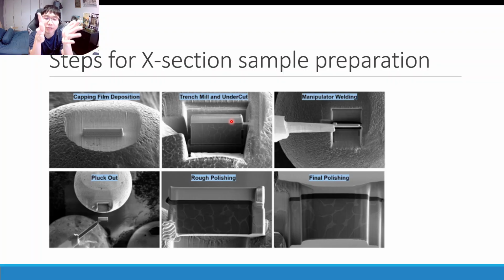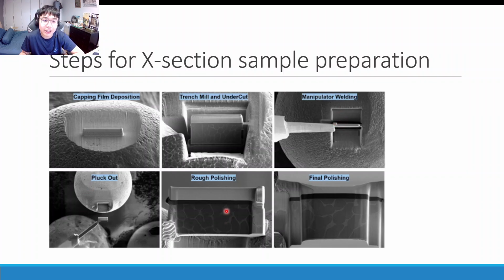And then after that, we need to find a way to get this thin cross-section out. So you need to insert the manipulator. You can see you insert the manipulator, and we do a welding. Welding, once again, is done by deposition. So you deposit some material to stick the cross section that's jutting out of your sample to your manipulator. Then after that, you can do a complete isolation of your cross section, cut it out completely, and your cross section is stuck to your manipulator.